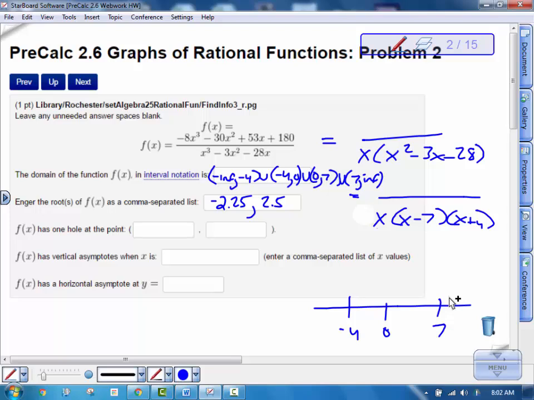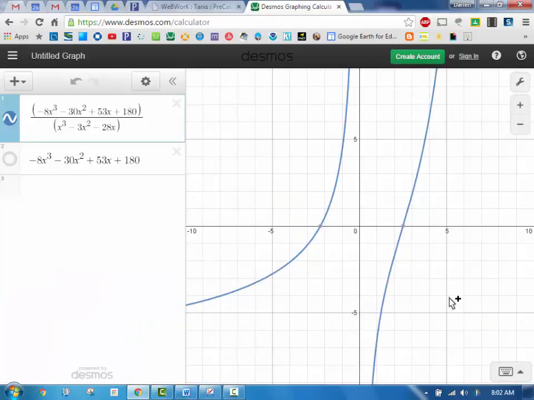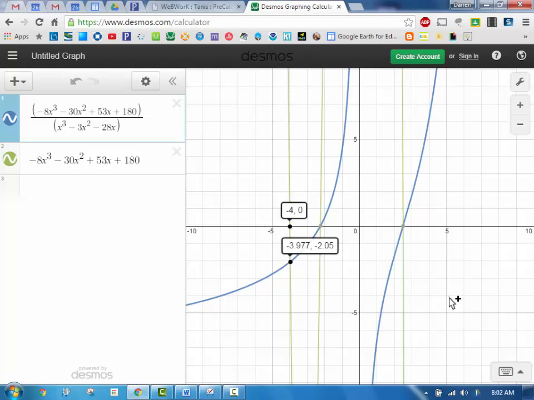And the best way to figure out where the hole is, keep in mind, holes are where factors cancel. So I don't know what the top factors into, but one of these factors is present in the top that's going to cancel and create a hole, whether it's x or x minus 7 or x plus 4. The best way to find it, in my opinion, is to graph just the numerator and find out where the 0 is. So it turns out to be negative 4.